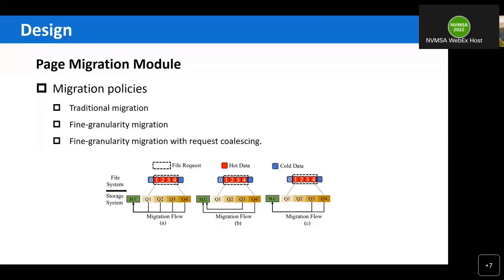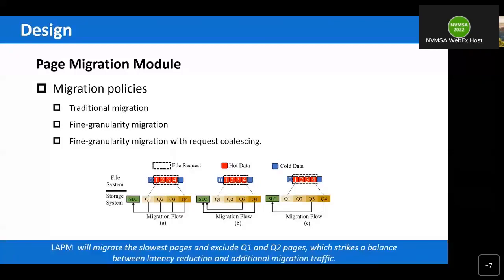With the offline page type information, we can migrate the data in a finer granularity. It will migrate the slowest page and exclude Q1 and Q2. To further minimize the system overhead caused by page migration, multiple contiguous pages will be coalesced into a migration request. It's because fewer I/O commands means better efficiency. In short, LAPM will migrate the slowest page and exclude Q1 and Q2 pages, which strikes a balance between latency reduction and additional migration traffic.